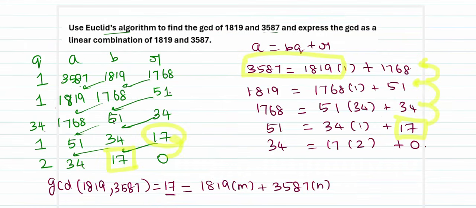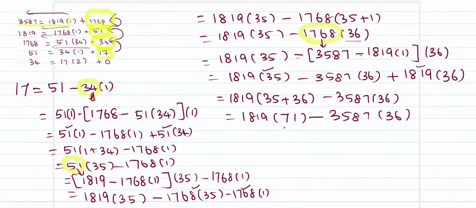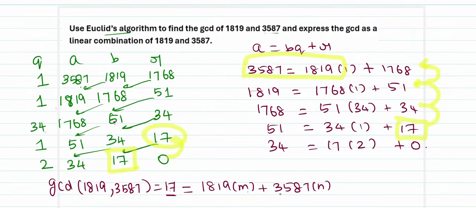What we wanted was, I need the GCD to be expressed as 1819 times m plus 3587 times n. So what is going to be in the position m? I have 1819 times m, so my m value will be equal to 71. And what is the next part? I want 3587 times n.